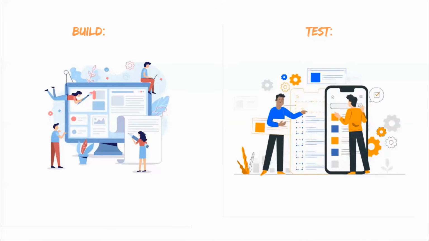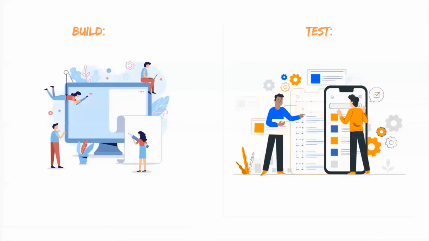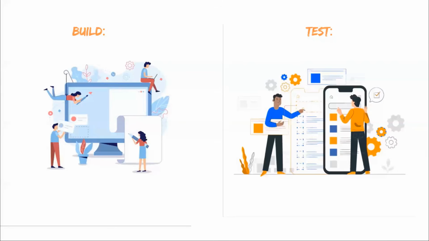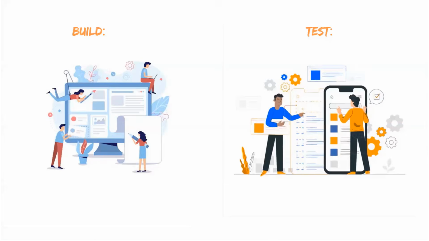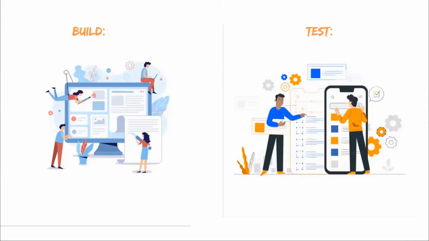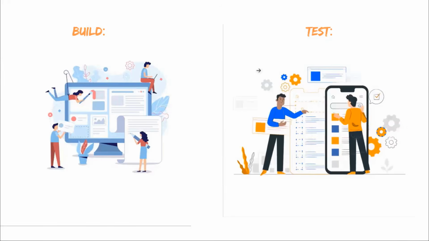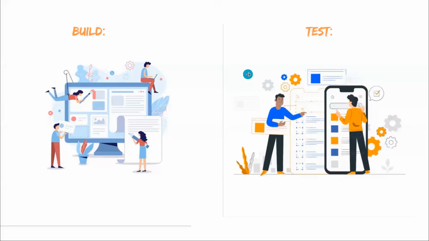Next stage number 4. Testing. In testing, what we are going to do? Check the accuracy of application. How accurate our application is working. All of these 4 activities are going to be done by which team, sir?